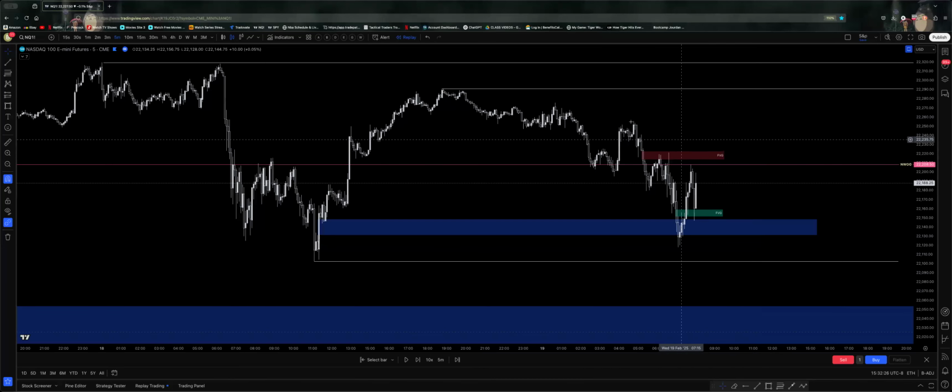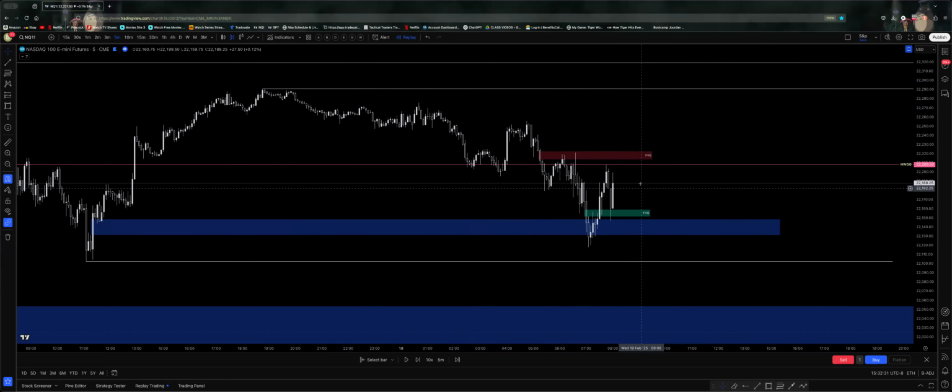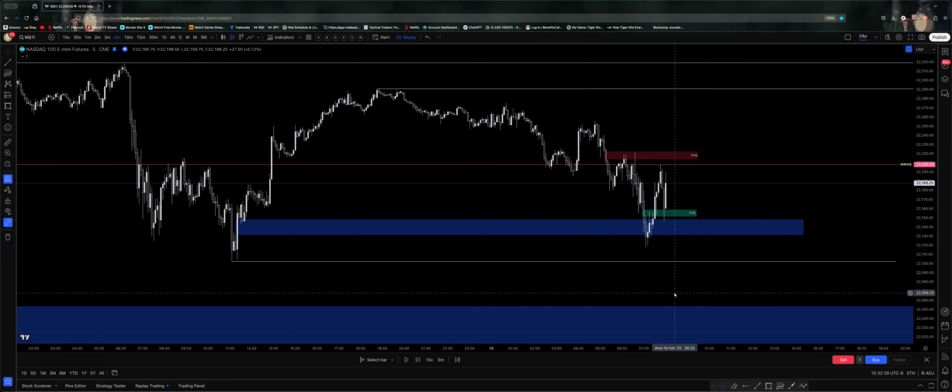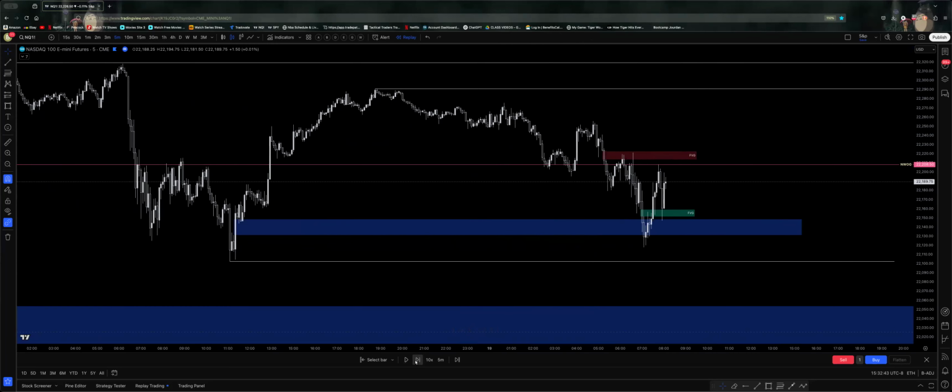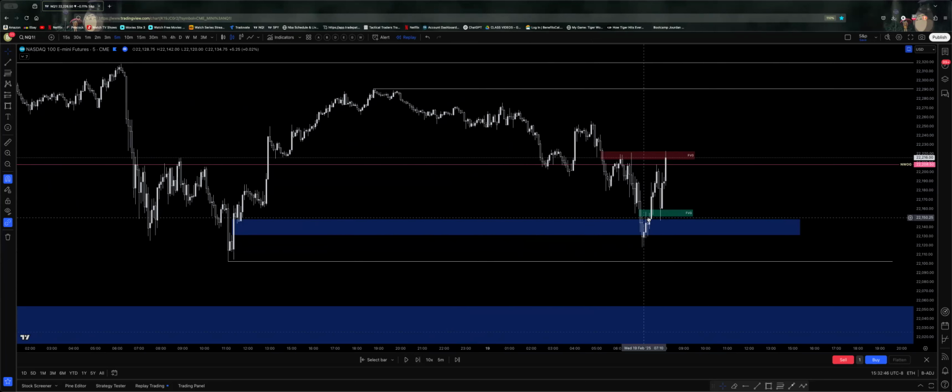And what do we look for? We look for targets, but we need some type of liquidity sweep here in order to get us higher, or if we see us break back down, then there's no trade. Okay, so let's see what happens. All right, we did respect this right here. We did come back right here, right?